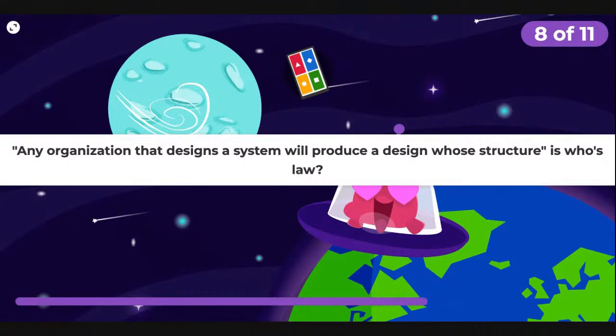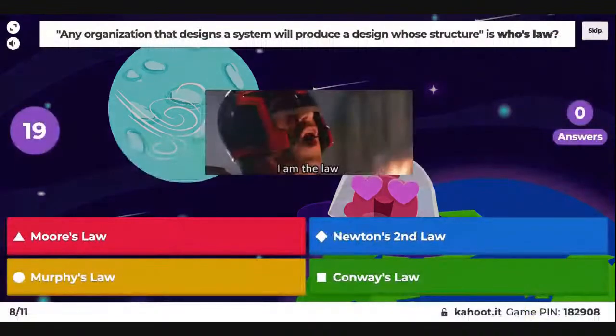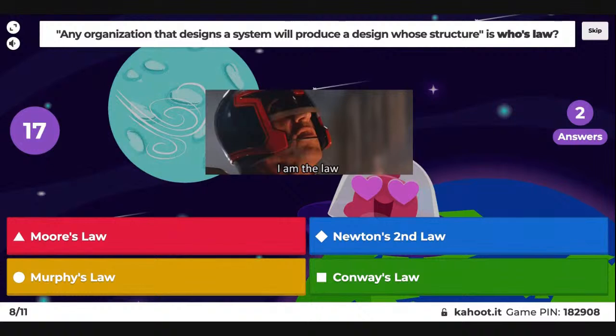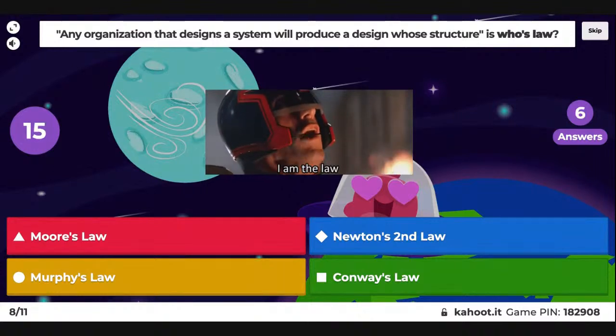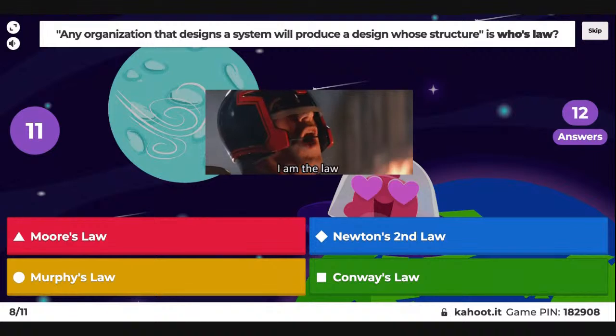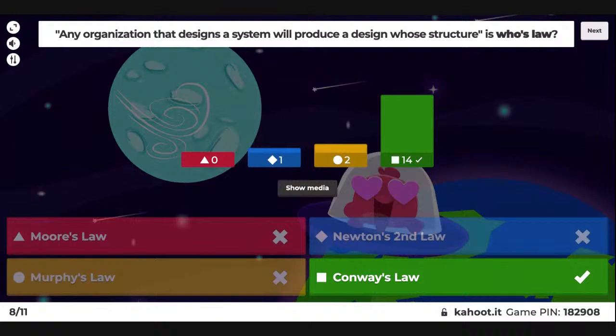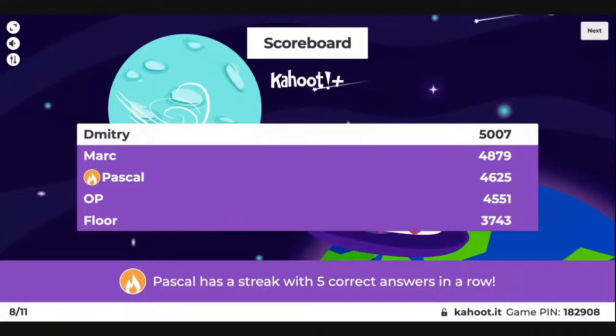Any organization that designs a system will produce a design whose structure, there's a missing part of the code, reflects the communication patterns of that organization. Whose law is this? Moore's law, Newton's second law of physics, Murphy's law, or Conway's law? Hey, we have some smart people here today. Even with half the question missing, you still get it right. That's very impressive.